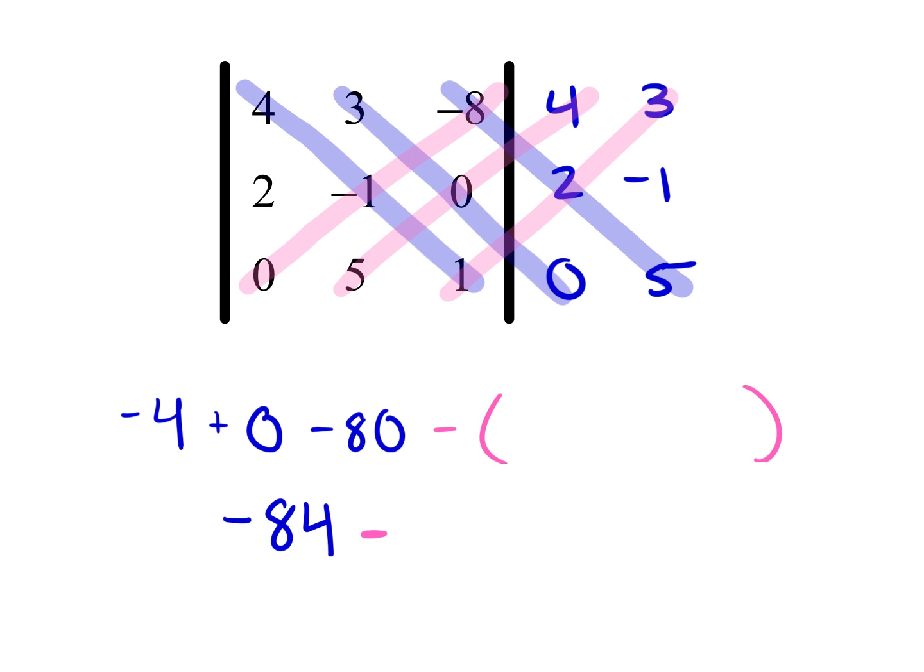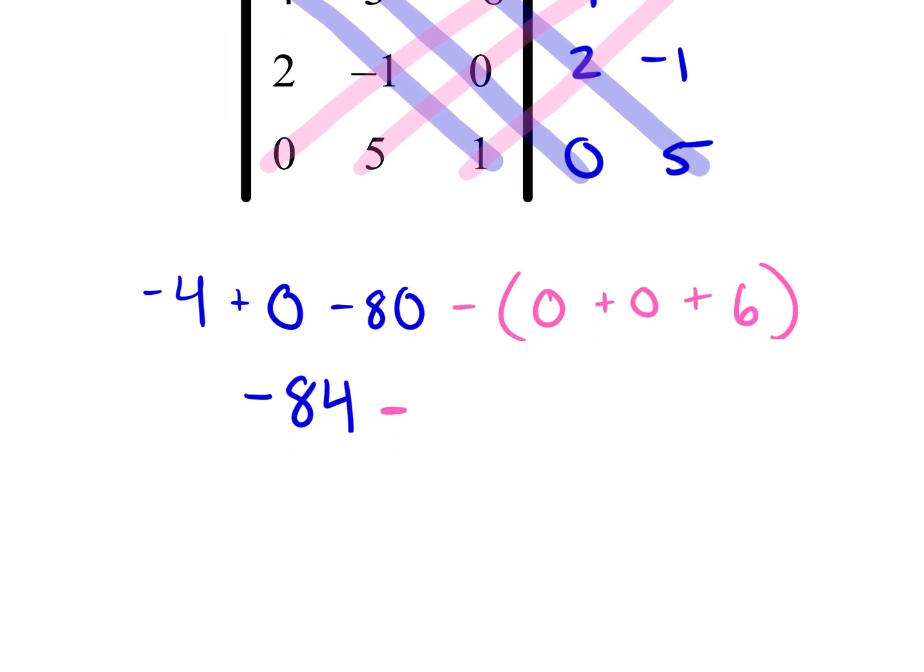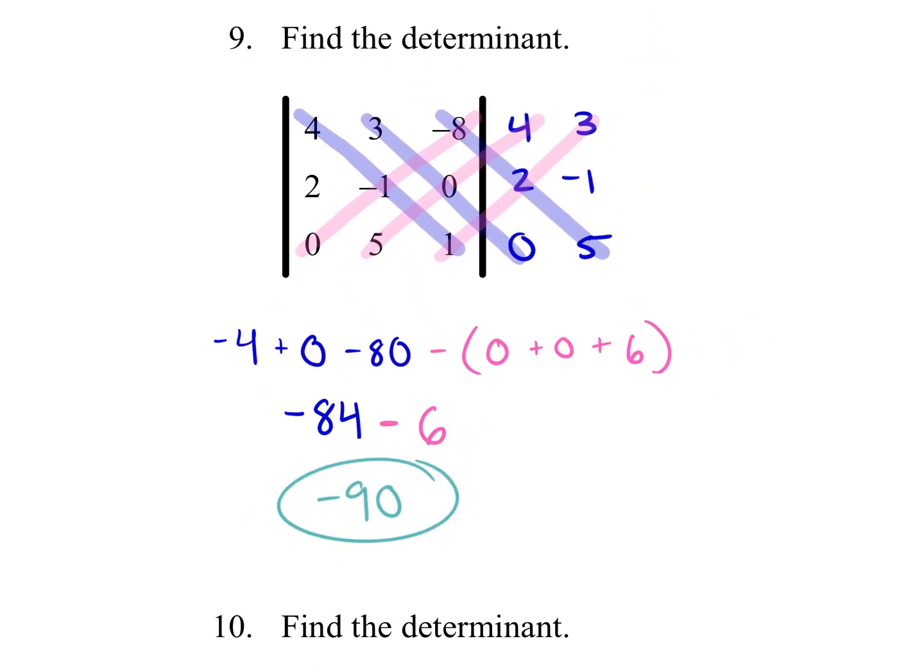Our first one would be 0 times negative 1 times negative 8, which gives us what? 0. Then 5 times 0 times 4, which would be also 0. And then 1 times 2 times 3, which is 6. 0 plus 0 plus 6 is 6. So major minus minors would be negative 84 minus 6. What's negative 84 minus 6? Negative 90. Perfect. So that would be our determinant.